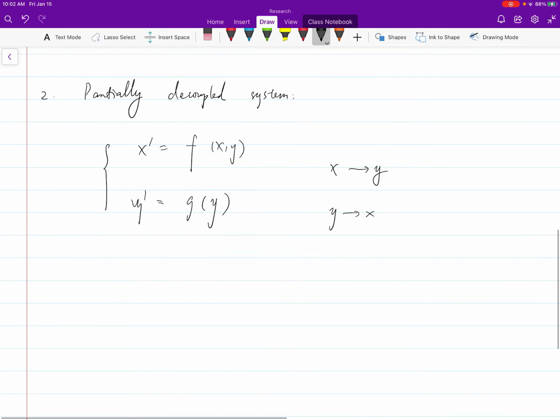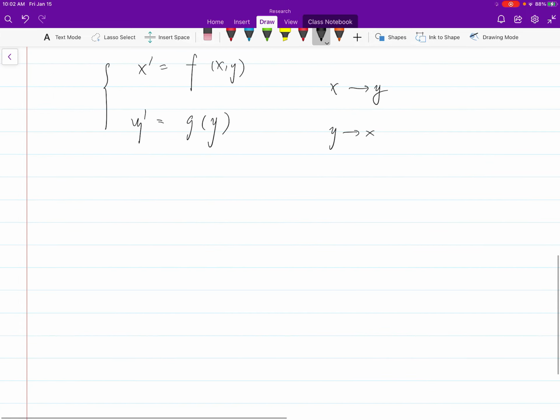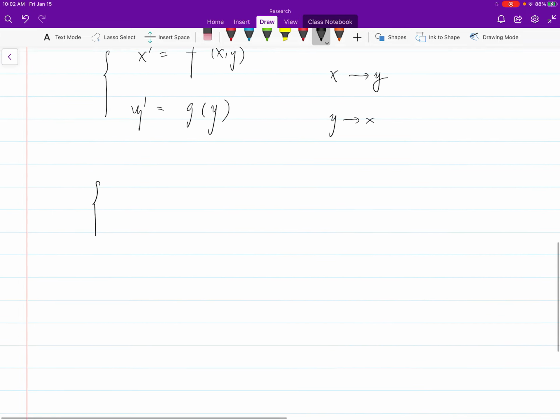Then what you can do is solve one of them, because this one does not contain x. You can solve it first for y, and when you finish, you plug y back into the first one. Since you already know the solution of y, you can solve the whole thing as an ODE of x. So let's see a quick example.